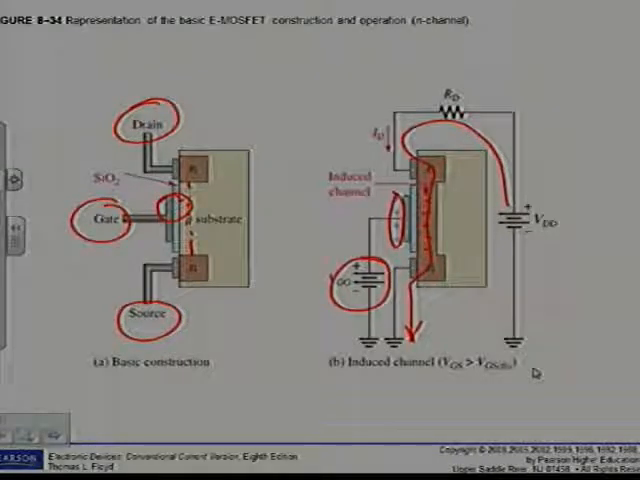But there is no current flow here. I don't have any current flow from the gate to any one of those terminals. That means my gate is completely insulated, and I get a very, very high input impedance or input resistance. That is the N-channel E-MOSFET, my enhancement MOSFET.